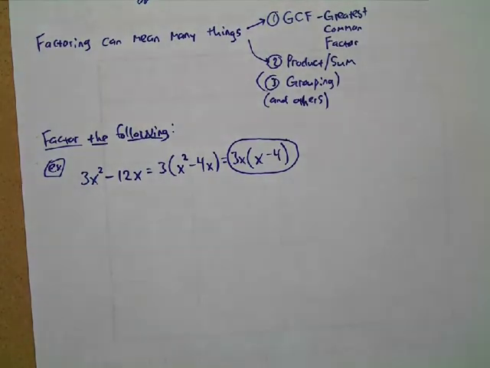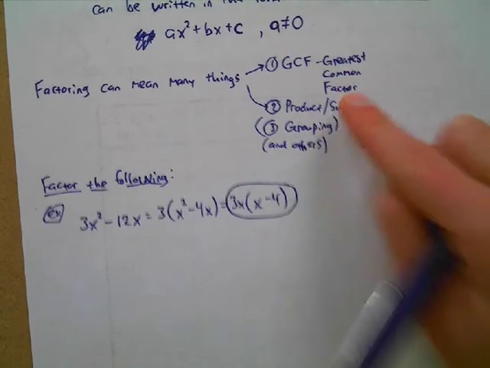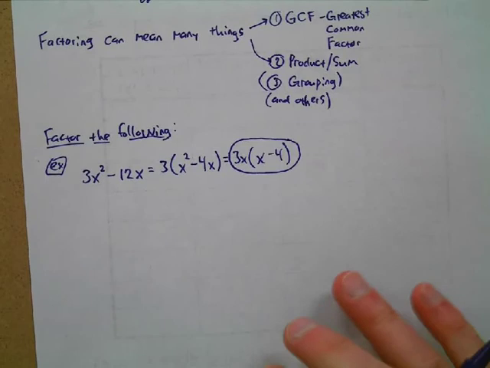Would that be right? Did you mark that right? I would give you partial credit, yes. But you really want to make sure you pull everything out. Because when we do factoring, it's not called just the common factor, it's called the greatest common factor. So that means you want to pull out the most you possibly can, right?